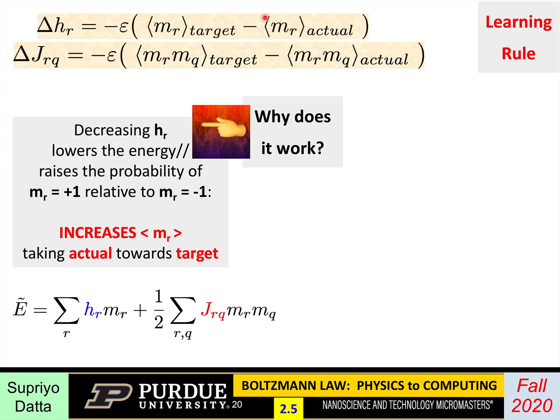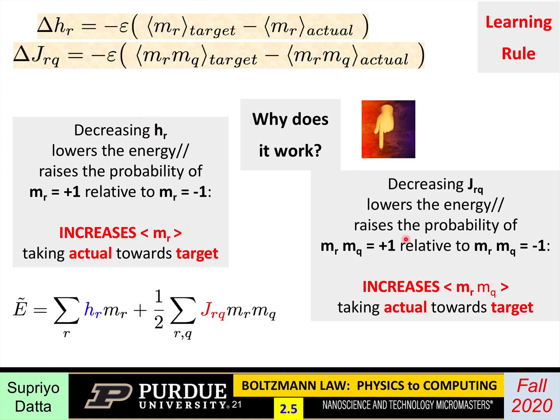And of course, if the actual is more than the target, then what's in here would be negative, and then you would be increasing the h. The basic point is, of course, this minus sign here. And the same argument goes with the j's. Again, if you look at the energy expression, you have the j and the m and this correlation. So if you want to increase the correlation, what you should do is decrease the corresponding j. And I should mention here that the convention we have used, we have written the energy in this form.